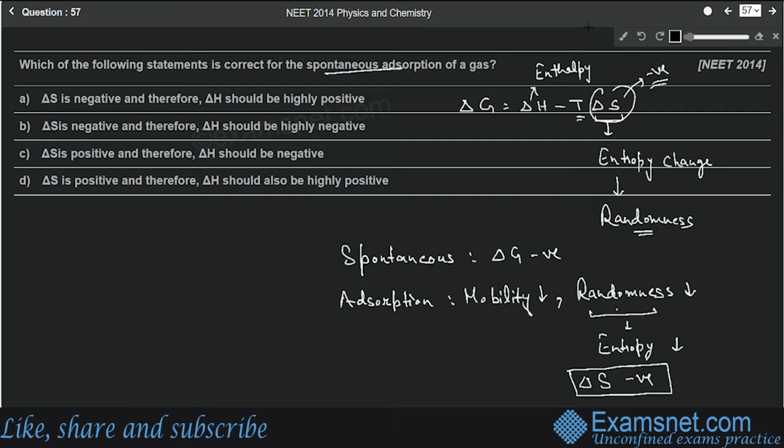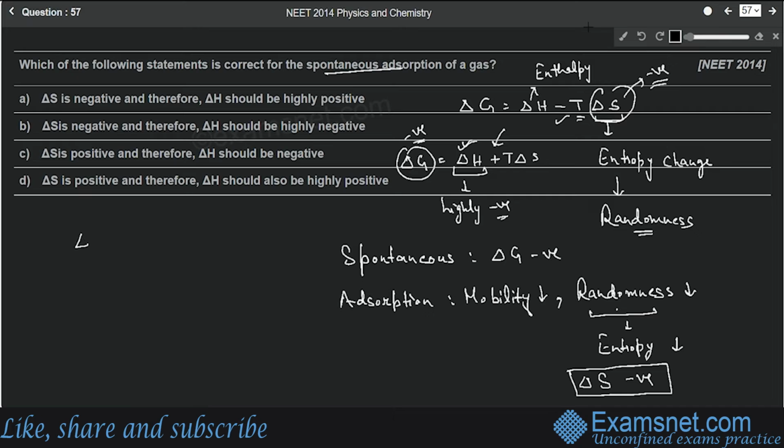So in this equation, delta G equals delta H plus T delta S, and because delta S is negative, this negative and negative will become positive. Now we have to make delta G negative. So for that, delta H must be highly negative, then only delta G will become negative. If delta H is positive, then positive plus positive will be positive. But delta G should be negative, so delta H must be highly negative.